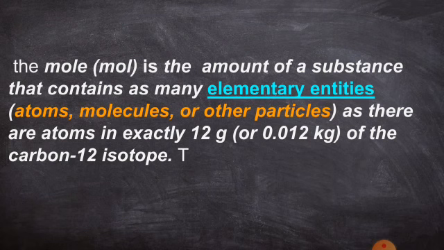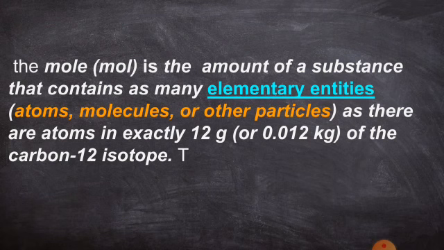If in the question paper or in your exam they ask you to define mole, you have to give this definition. Mole is the amount of a substance that contains as many elementary entities, like atoms or molecules or particles. Thus there are atoms in exactly 12 gram of the carbon 12 isotope, because we compare the relative atomic mass or molecular mass with the standard carbon 12 isotope. So 1 mole of carbon contains 12 gram.